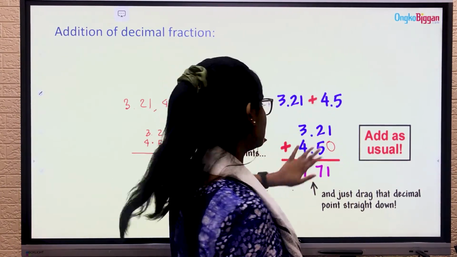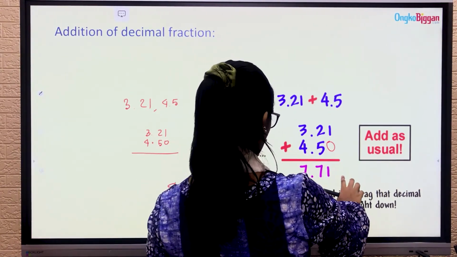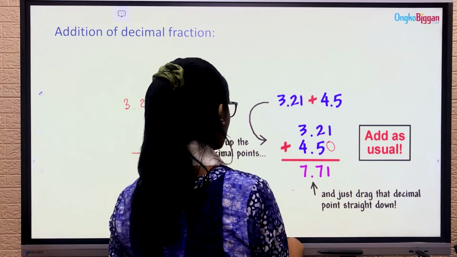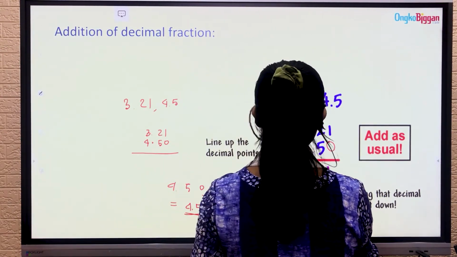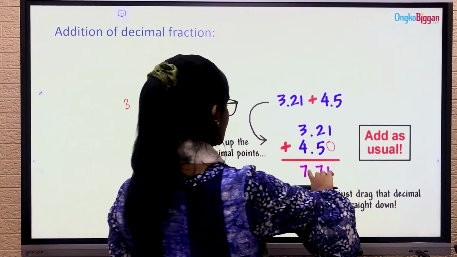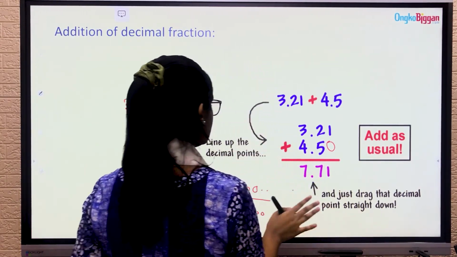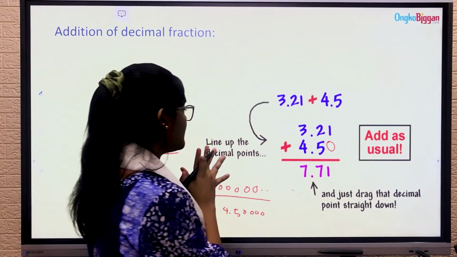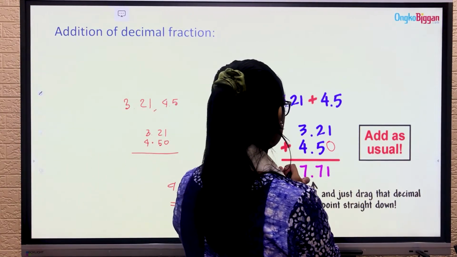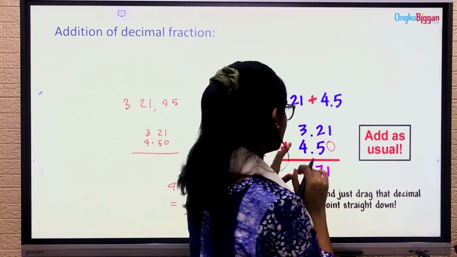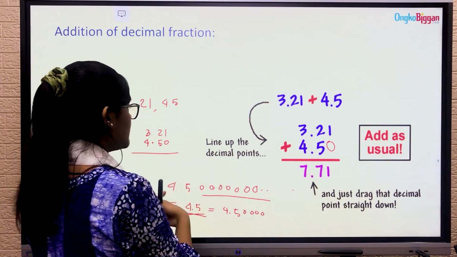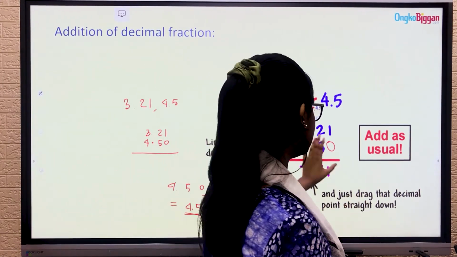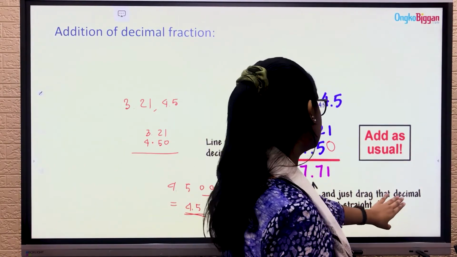Then we will just simply add in the normal process: 1 plus 0 equals 1, then 5 plus 2 equals 7, then 4 plus 3 equals 7. Then we will just put the decimal point as it is, after 2 digits, so we have put it after 7. In this way we will do the addition. Firstly we just line up the decimal points properly, whole numbers under whole numbers and decimals in their own column. Then lastly add as usual and just drag the decimal point straight down.